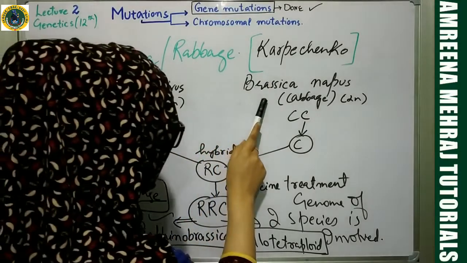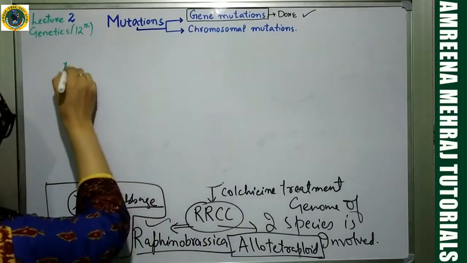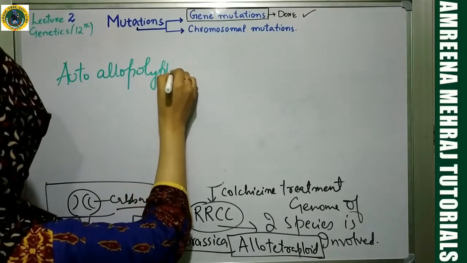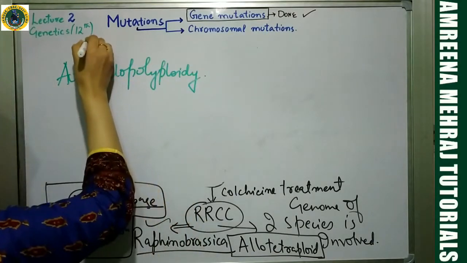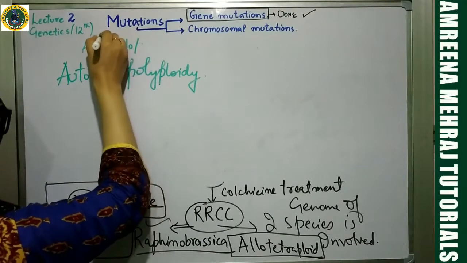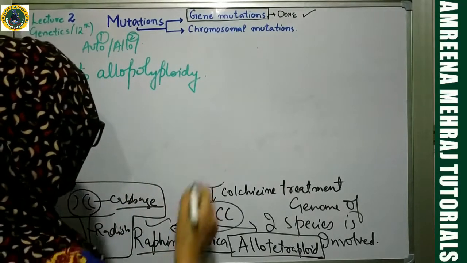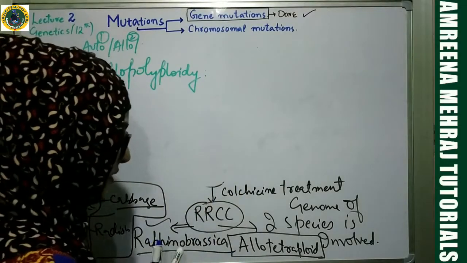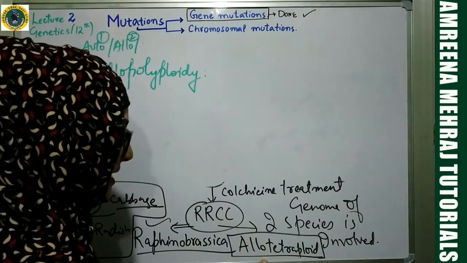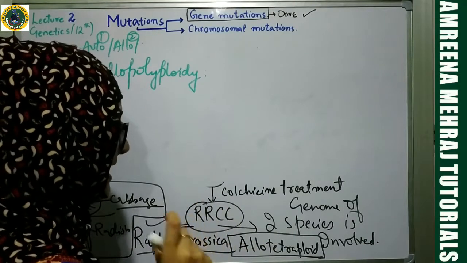So Raphanobrassica is an example of an allotetraploid which was produced by Karpchenko by doing a cross between Raphanus sativus and Brassica napus. Let us take the last type of polyploidy, that is autoallopolyploidy. This is very simple. So till now we are clear with autopolyploidy, we are clear with allopolyploidy. This was the first type, this is the second type, and now we are taking the third type, that is autoallopolyploidy. Autoallopolyploidy is, my dear students, a case in which you will see that 2 species are involved, hybridization is present, and at least you will find out there is 1 genome which is present in more than diploid state.